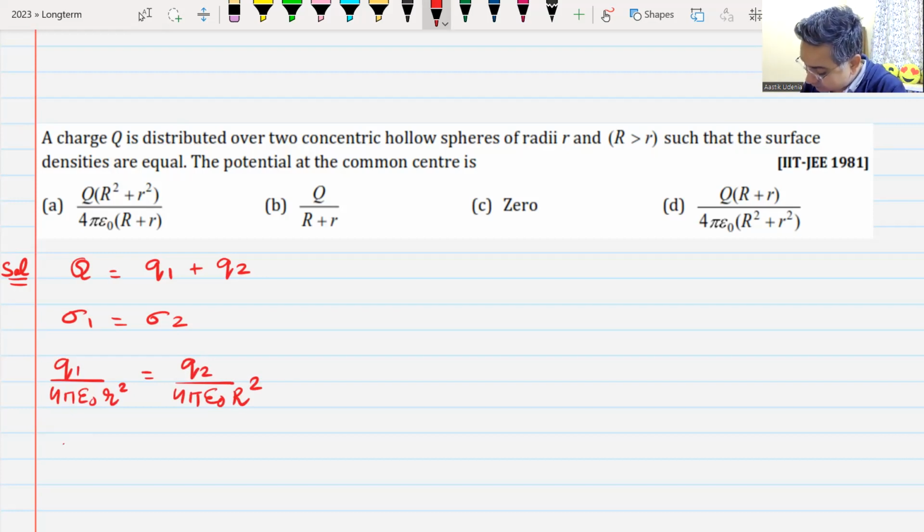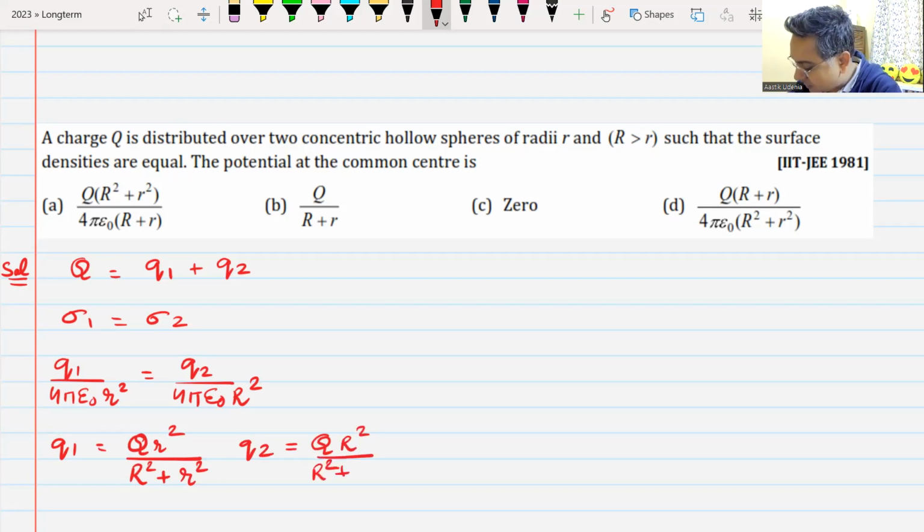The value of Q1, inner shell, will be coming how much? It will be coming as Q into small r square divided by capital R square plus small r square. The value of Q2 will be coming as Q into capital R square divided by capital R square plus small r square. Do you understand this? Yes, sir. Why? What had taken so much of time that you could not do it?